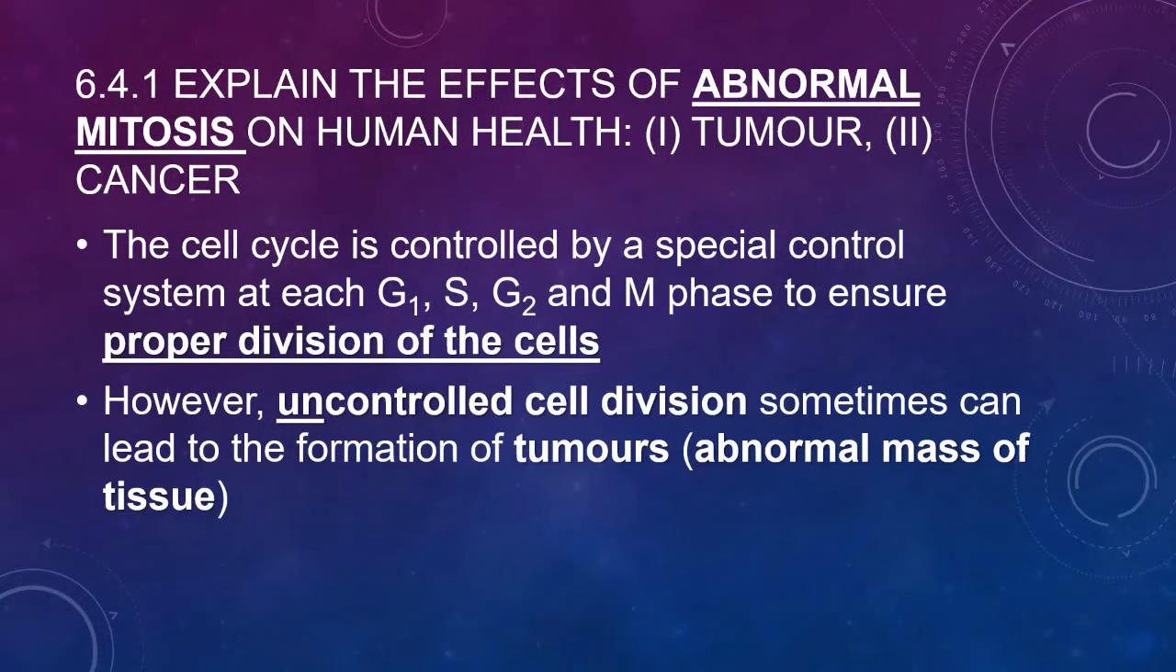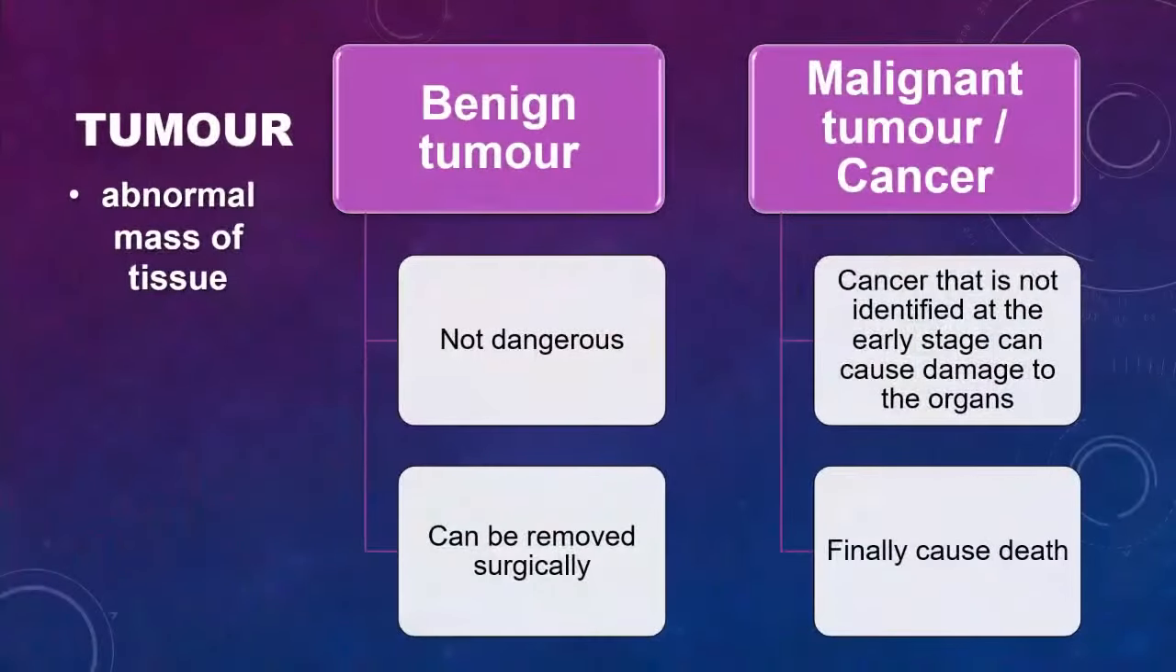Introduction. The cell cycle is controlled by a special control system at each phase: growth phase 1, synthesis phase, growth phase 2, and mitosis phase, to ensure proper division of the cells. However, uncontrolled cell division sometimes can lead to the formation of tumors, which are abnormal masses of tissue. Tumors are divided into two types, which are benign tumor and malignant tumor.